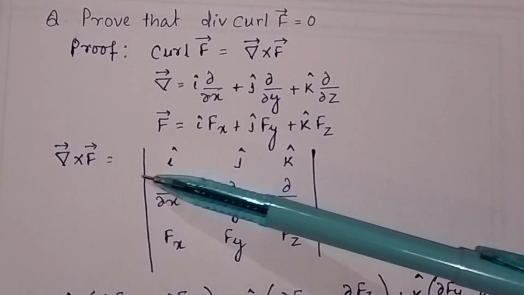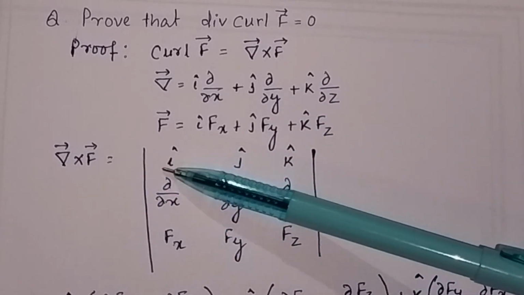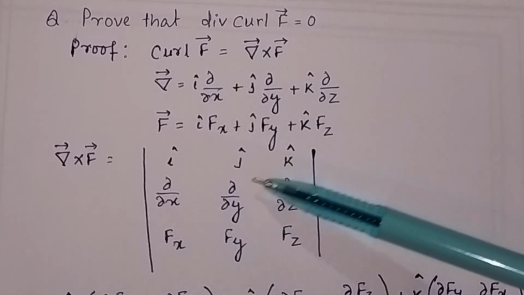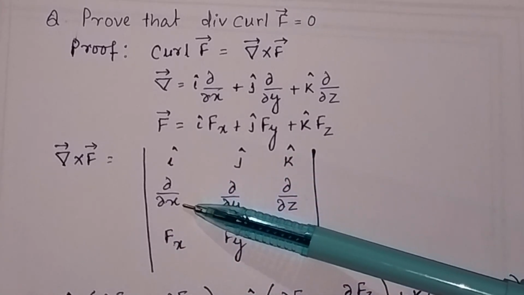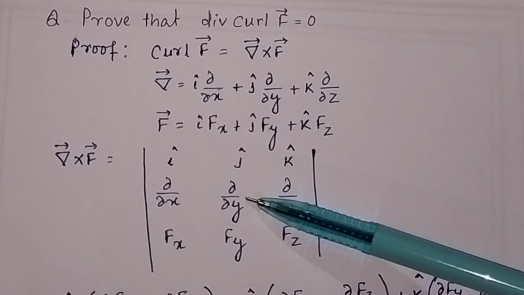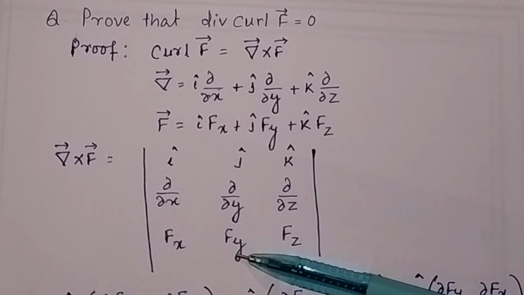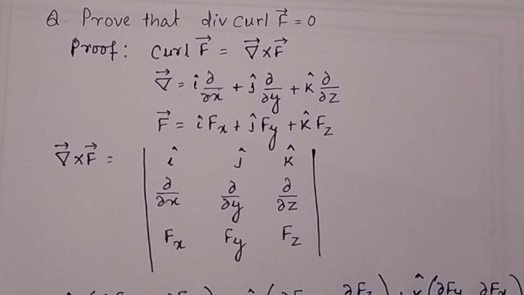To find del cross f, we will take the determinant. So determinant of i cap, j cap, k cap, partial derivative with respect to x, partial derivative with respect to y, partial derivative with respect to z, then fx, fy, fz. Now let us calculate the determinant.